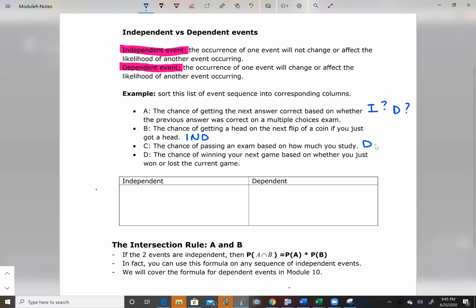And D, the chance of winning your next game based on whether you just won or lost the current game. Well, I'm going to say independent, but I could actually see that being dependent just based on how much you learned out of that. So I guess it depends on the game. If it's completely a game of chance, independent. If it's based on maybe something you had done a game before, it might not be. But let's just go with independent. We're talking about just straight up games of chance. Okay.